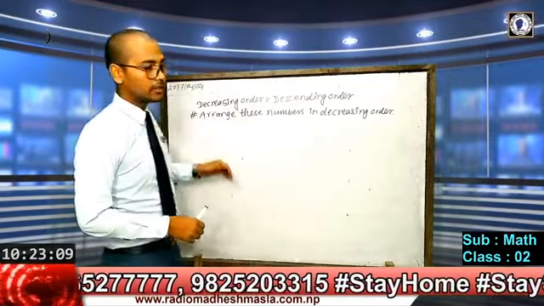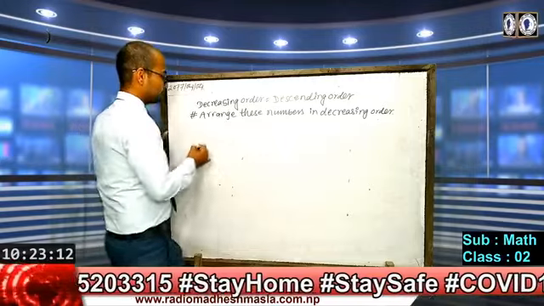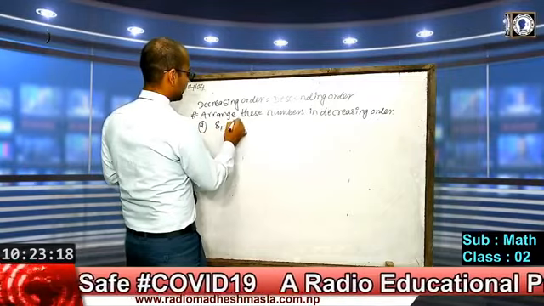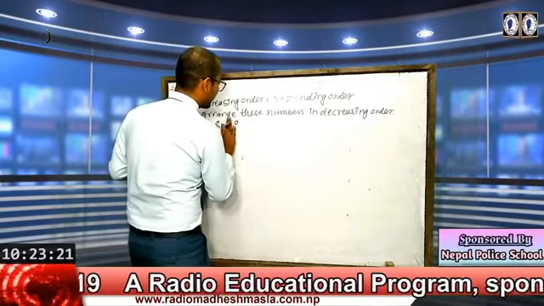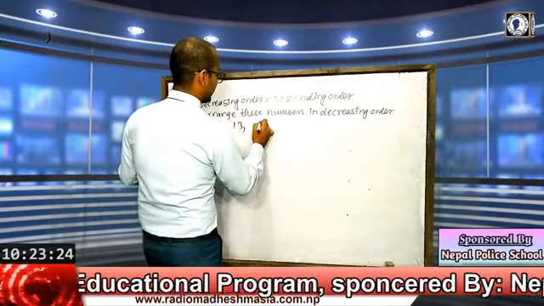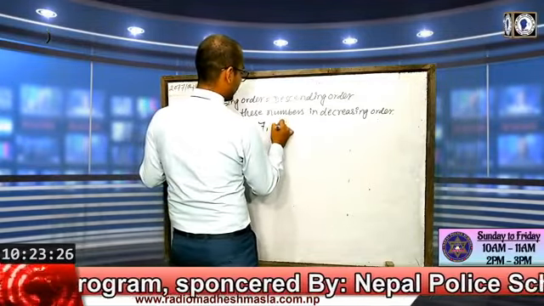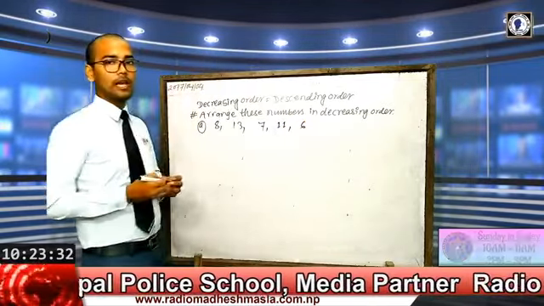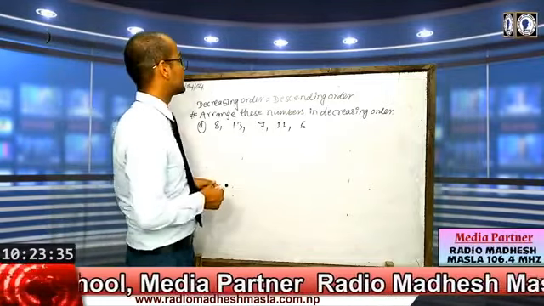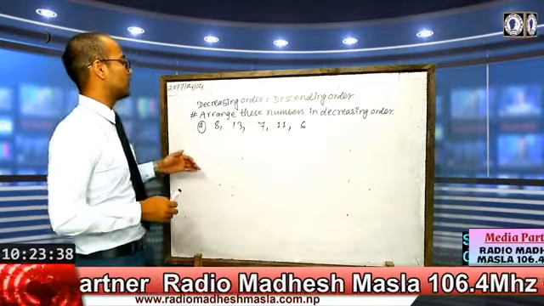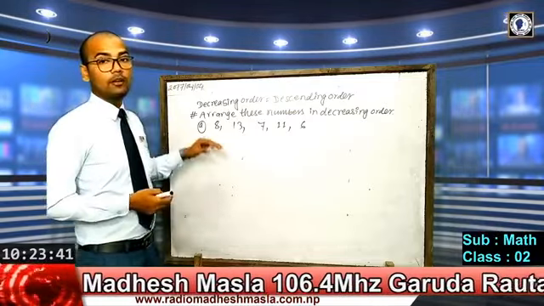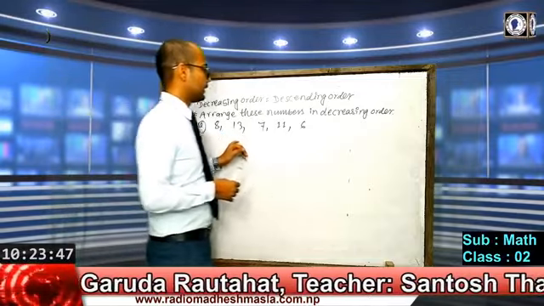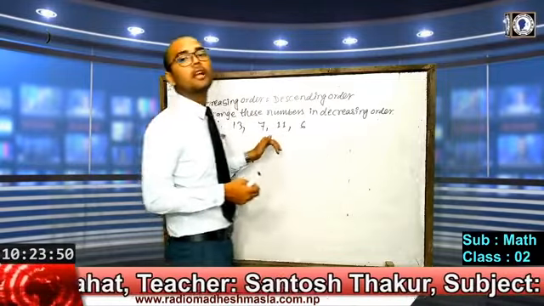So for this we have given, maybe 8, then 13, then 7, then 11, then 6. We may be given this type of question. And for this, as we know, to write the decreasing order of the given numbers, we should first find which one is the greatest among these all.